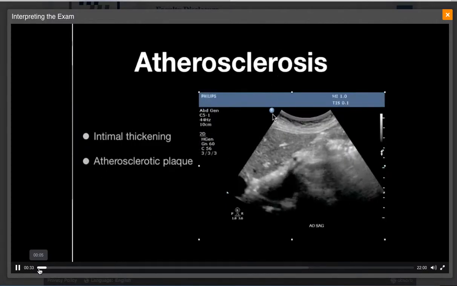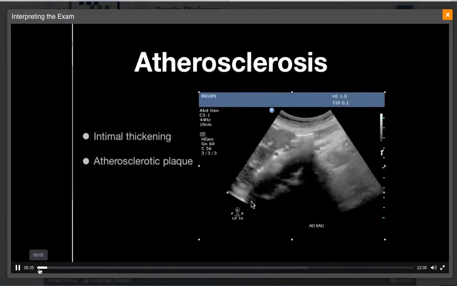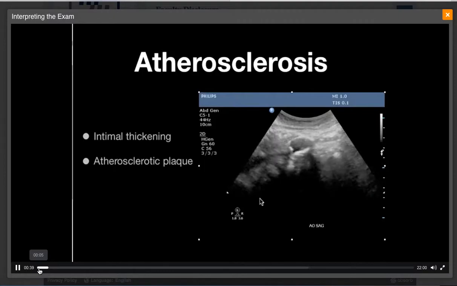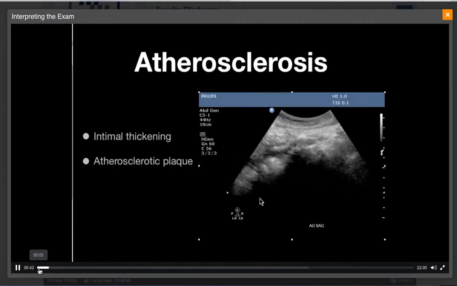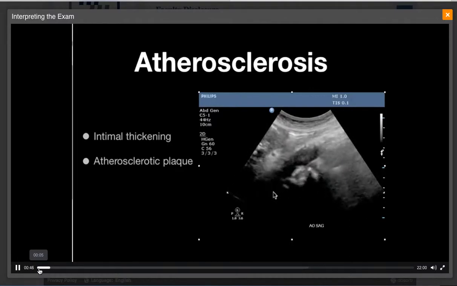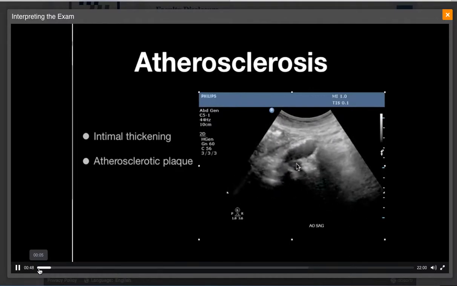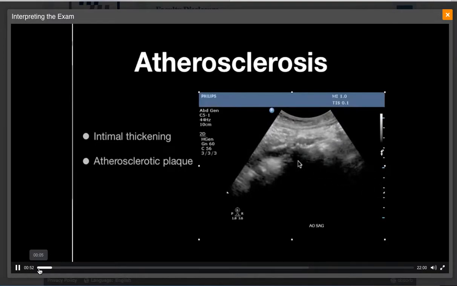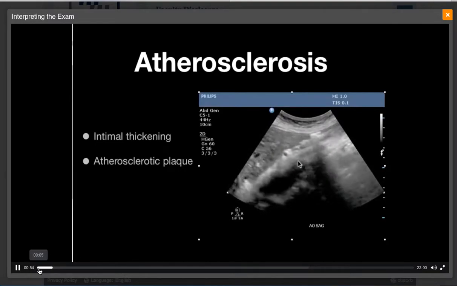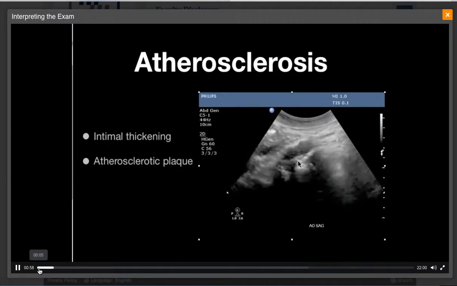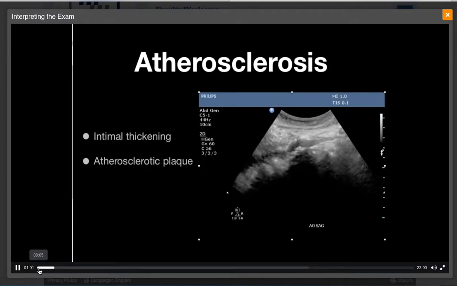Atherosclerosis, which is a risk factor for development of aneurysmal formation, will produce thickening of the intimal layer. As the degree of atherosclerosis progresses, plaques will be noted. In this video, you will see multiple echogenic plaques within the lumen of the aorta on this sagittal video. Overall, however, the aorta measured less than 2.5 centimeters at its widest, so no aneurysm was present.